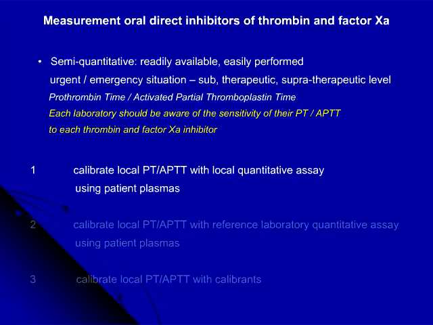The alternative for those laboratories that don't have or don't want to have the possibly slightly more sophisticated quantitative assays, they could measure the PT and APTT on their patients and then send an aliquot of the plasma to a reference laboratory where they could perform a quantitative assay and report the drug level back to the peripheral laboratory, who could then calibrate their own local PT and APTT.